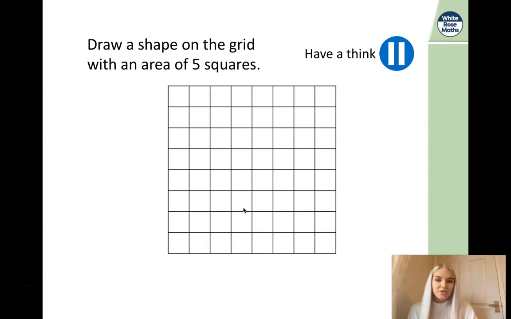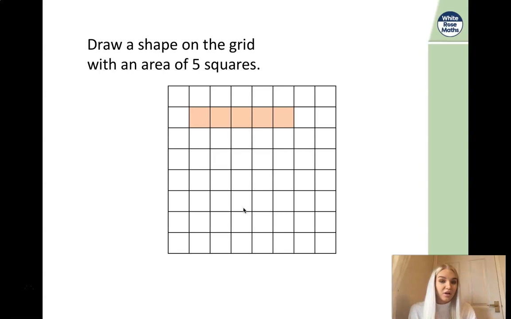Okay, some shapes that I came up with were this one, which is just a long rectangle, which is just one long row of 5. I also came up with this rectilinear shape, which is a bit of a square with one underneath, giving us an area of 5. And also I came up with this shape, which looks a bit like a flower, but it also has an area of 5.